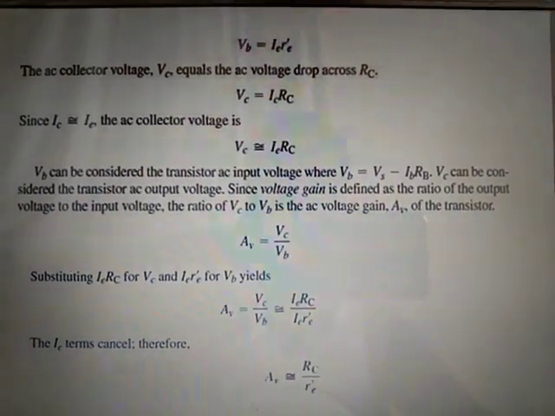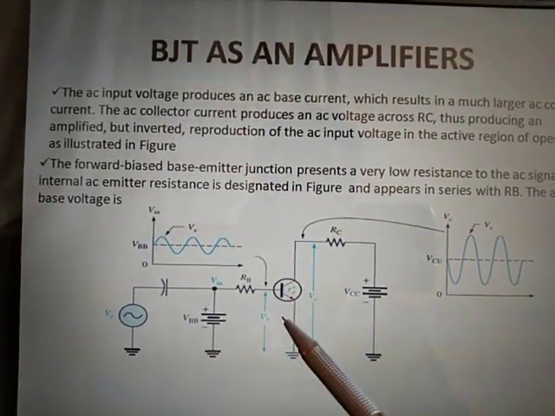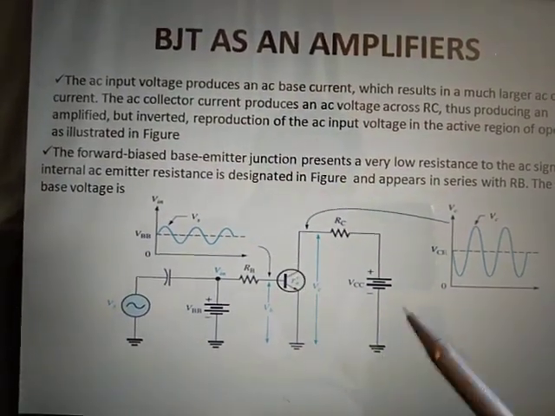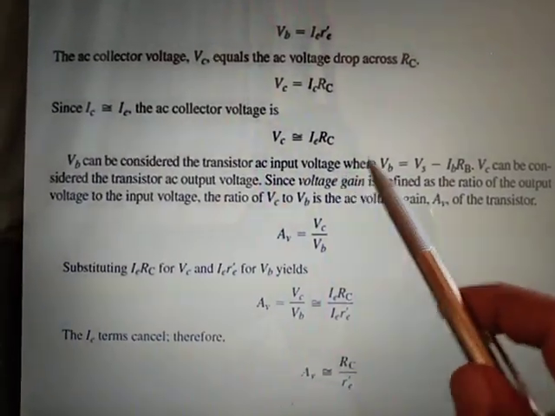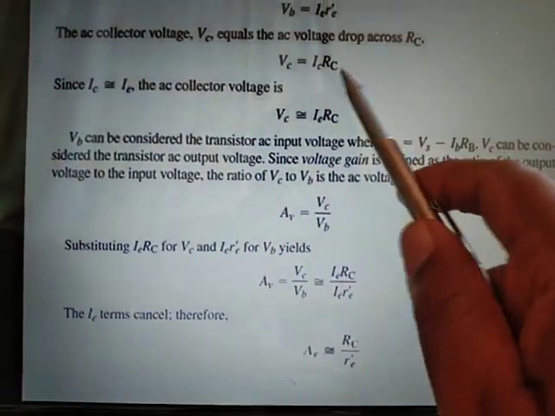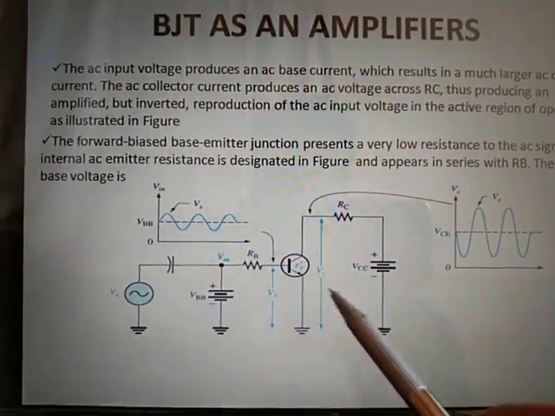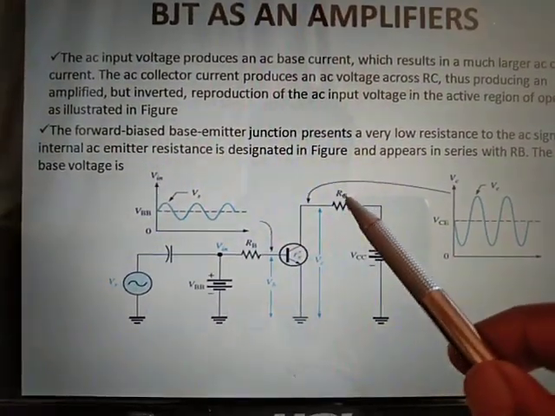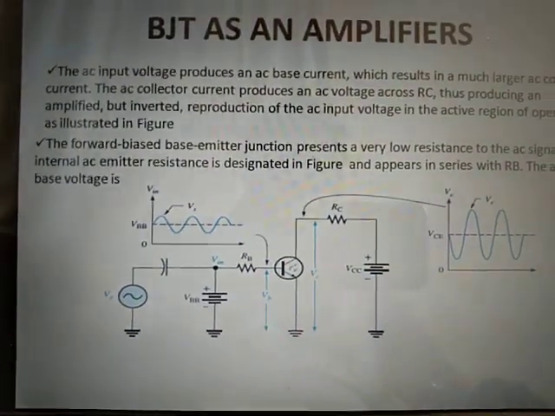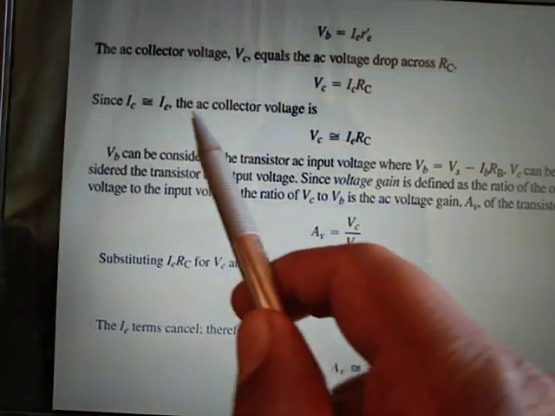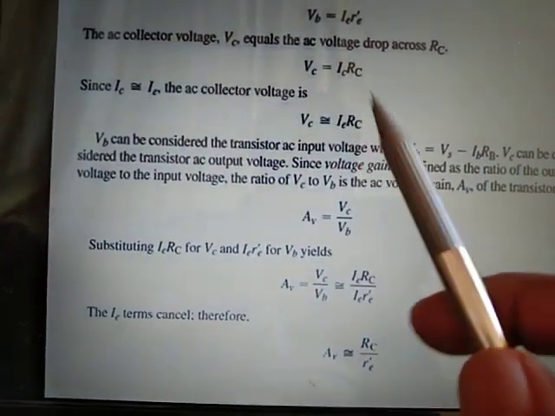VB is equal to IE into RE dash. This VB is equal to the emitter current into the resistance RE dash. The next, VC is equal to IC into RC. That is, VC is equal to the collector current into RC. Therefore, IC is equal to IE. The collector voltage is therefore VC equal to IE into RC.